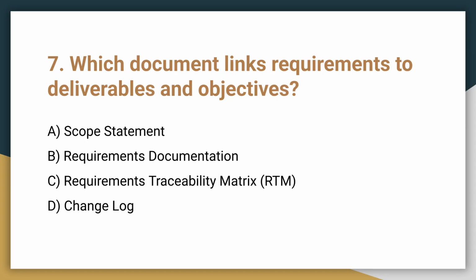Question 7. Which document links requirements to deliverables and objectives? A. Scope Statement, B. Requirements Documentation, C. Requirements Traceability Matrix, or D. Changelog. The correct answer is C. The Requirements Traceability Matrix. The RTM ensures that no requirement is lost or forgotten throughout the project.